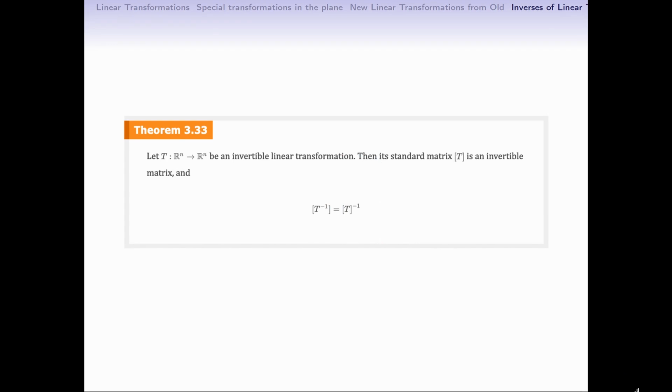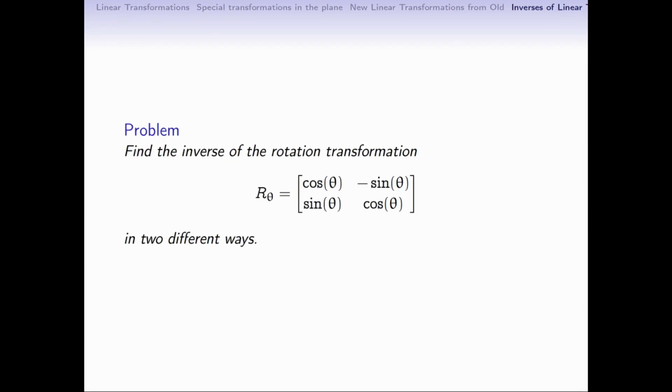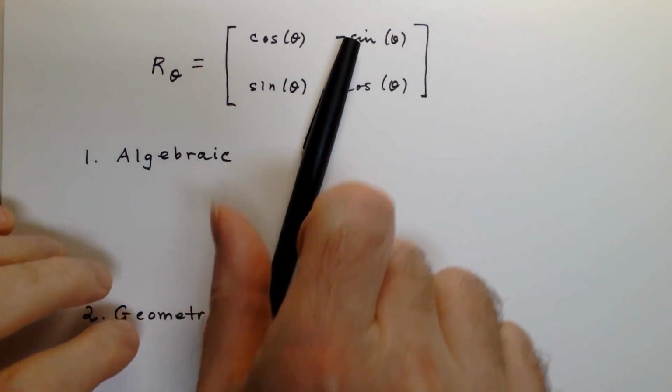Now let's put theorem 3.33 to work. In this problem, I want to find the inverse of the rotation transformation R sub theta, and I want to do this in two different ways. One is algebraically using theorem 3.33, and the other way is to think about it geometrically. So join me at the document camera to look at two different perspectives on finding the inverse of this rotation transformation. All right, welcome to the document camera.